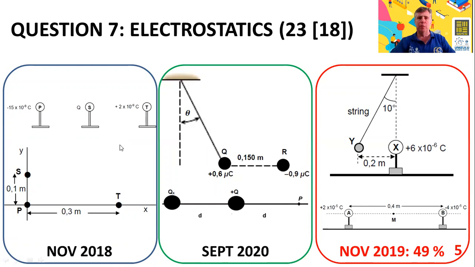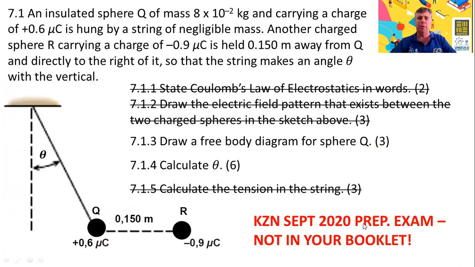So as we mentioned, question 7 is usually a long question. On average, it's 18 marks. This particular question was 23 marks, so it's almost 1/6 of your paper. And we're going to look at the September 2020 question, which came from the KZN preparatory exam.